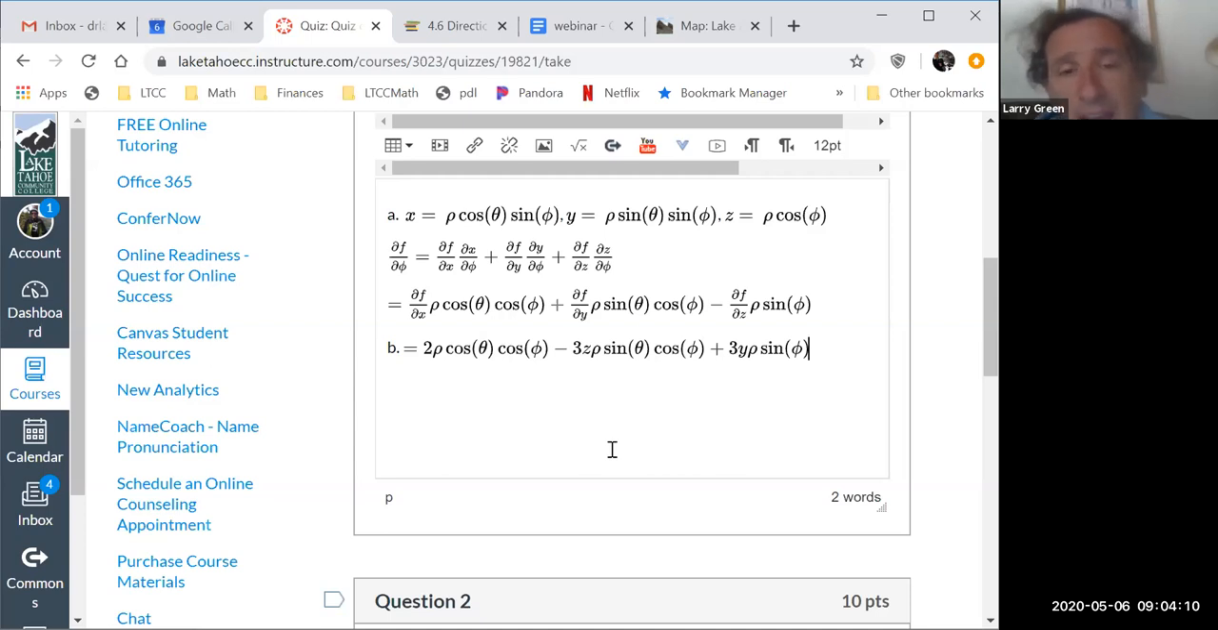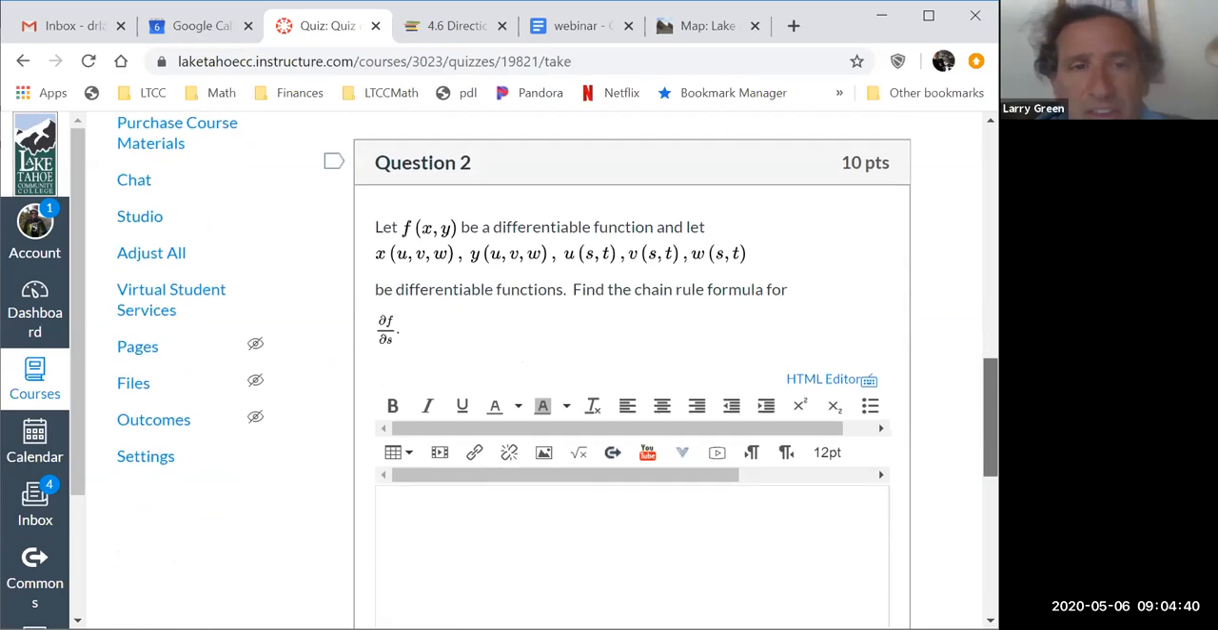Okay, I didn't ask you to do this, but if you wanted to get rid of the y and the z, you can always just plug in y is rho sine theta sine phi, and pop that in where the y is. And then z is rho cosine phi, and you can pop that in for z. I didn't ask you to do that, but sometimes, like in physics, you want to get it in terms of rho, theta, and phi. Any questions at all on question 1?